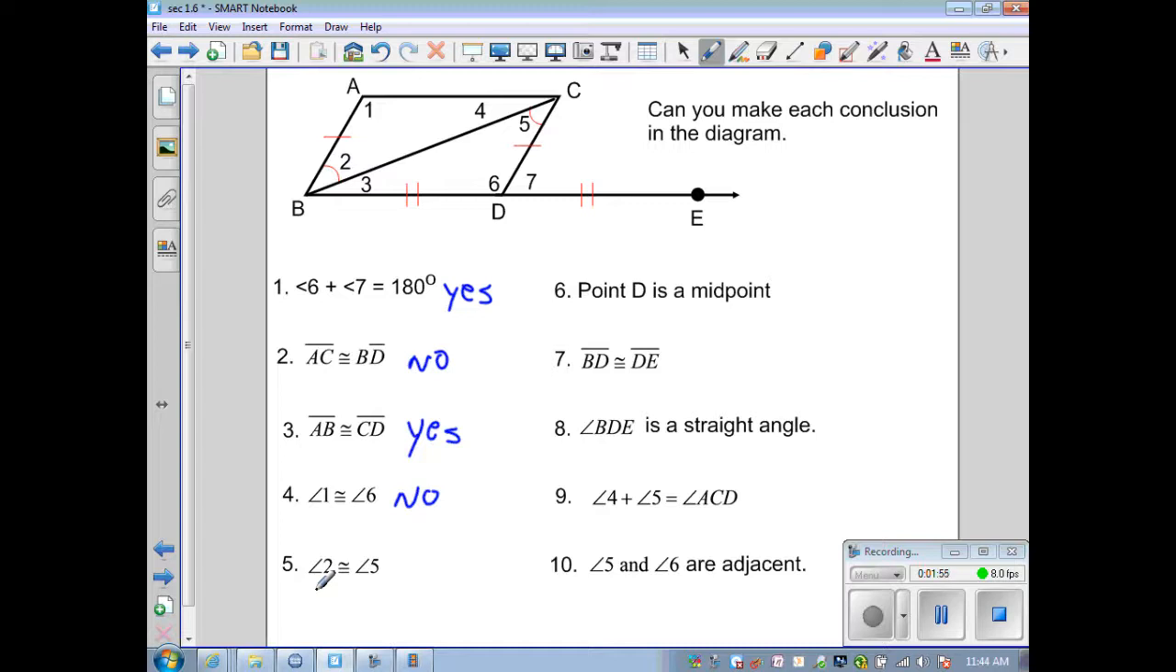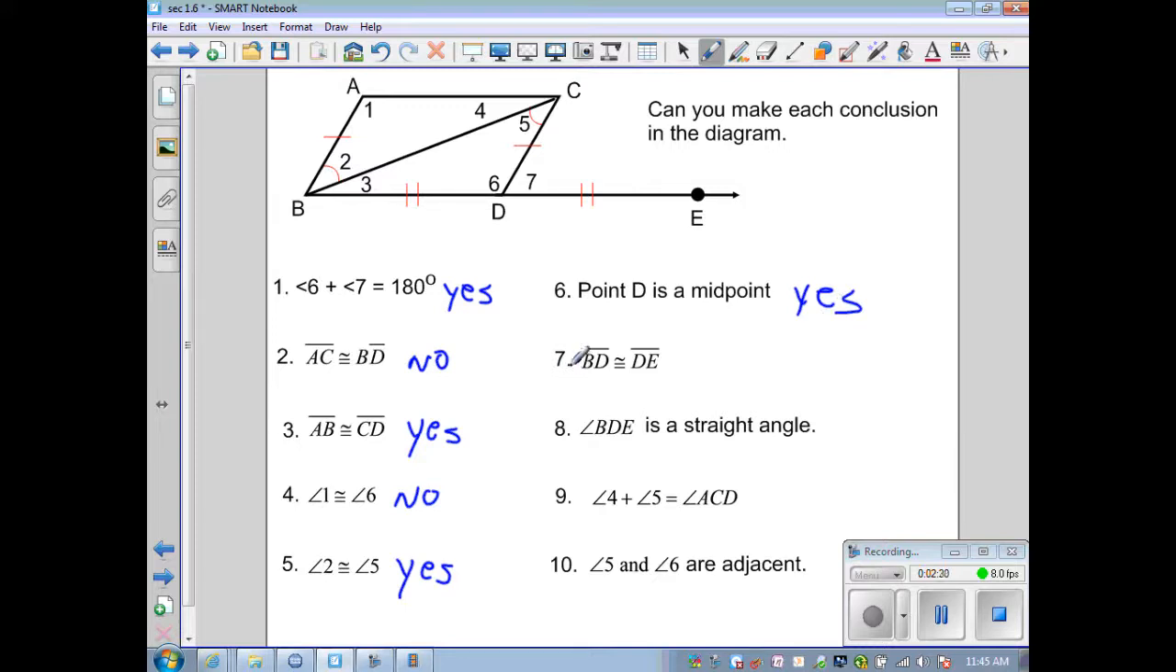Number 5, angle 2 congruent to angle 5. Here, we have an arc in each one of those represented angles. Therefore, that tells us that they are congruent. We can say that number 5 is true. Number 6, is point D a midpoint? That's a point that divides a segment into 2 congruent segments. Here, I have BD and DE being congruent because they show 2 tick marks for each one of those segments. So therefore, point D is a midpoint.